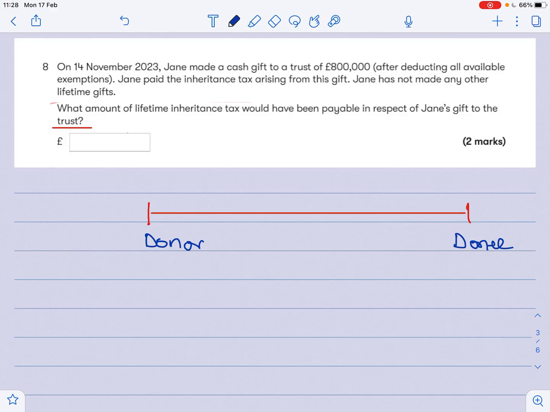Okay, so if a gift is going from the donor directly to the donee, and the same donee happens to be the beneficiary, then this type of gift is referred to as a pet. What's the full meaning of pet? Pet is potentially exempt transfer. So if the donee is the same as the beneficiary, the gift we are talking about is going to be a pet, potentially exempt transfer.